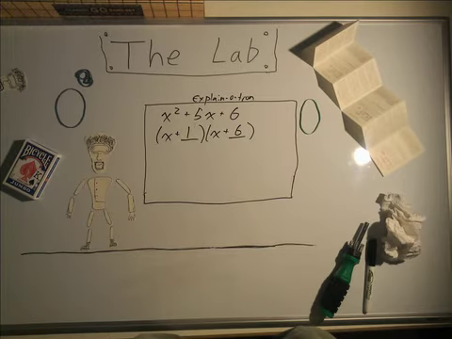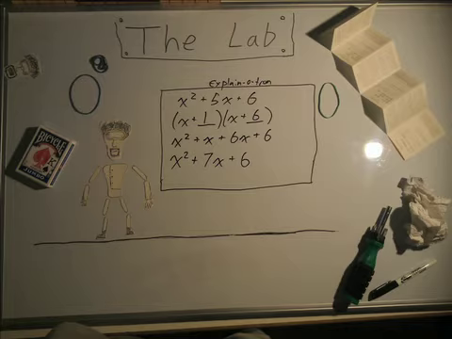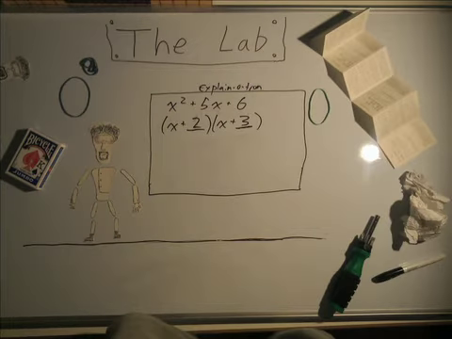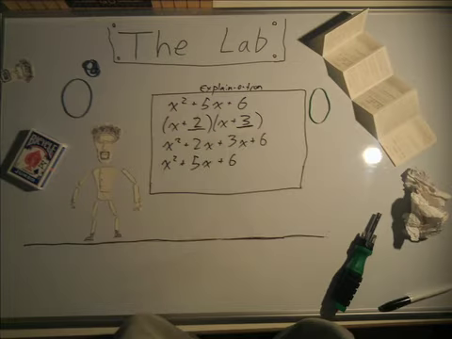Let's try 1 and 6. We multiply it out, and we get the wrong answer. Well, let's try again. How about 2 and 3? We multiply it out, and this time we got it right. So the answer is x plus 2 times x plus 3.